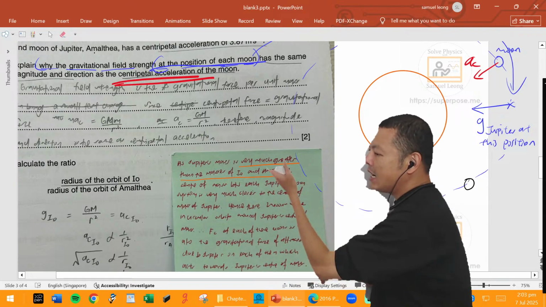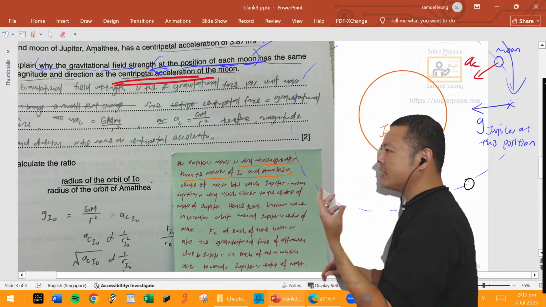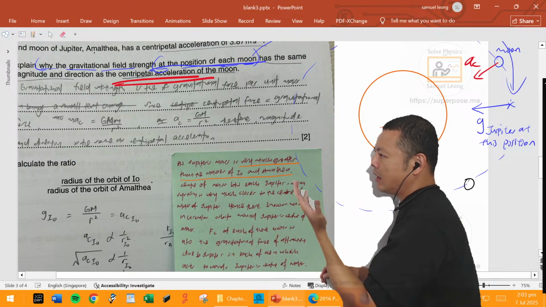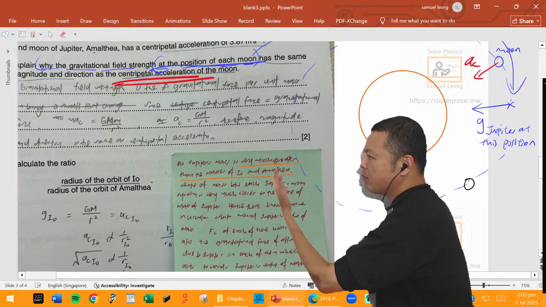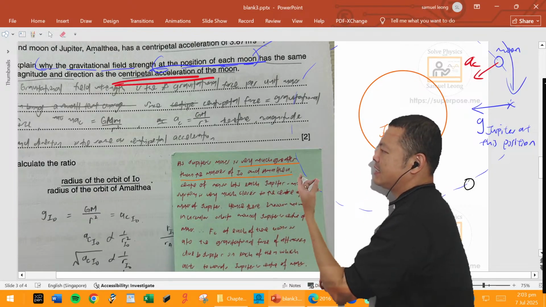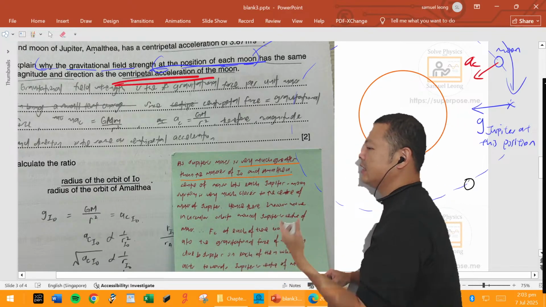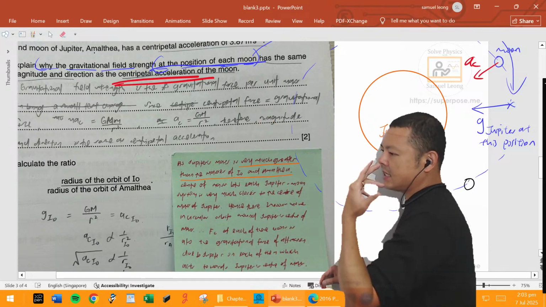If you want to ask me whether the moons affect each other, why don't you just ask me directly? Why don't you just say that? Explain why the moons' gravitational force on each other can be considered negligible. Then I would have known the answer: Jupiter's mass is much bigger.